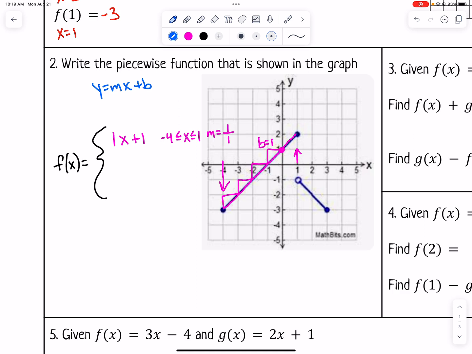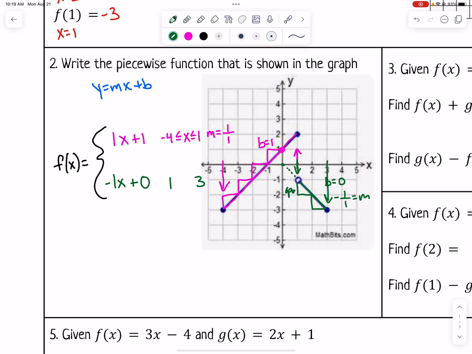Let me grab another color. For the second part, I can see this little line, if it continued, would touch at 0. So my b value would just be 0 in this case. And then the slope is going down 1 box at a time. So -1 over 1 would be my slope. So -1x plus 0. And then the domain or the x values are only from 1 to 3. So put the little one, then the bigger one. So from 1 to 3.